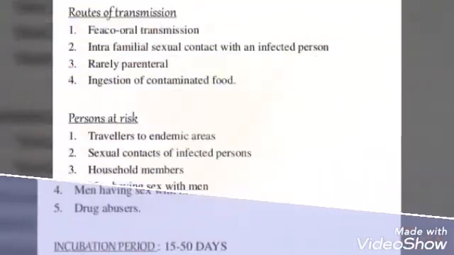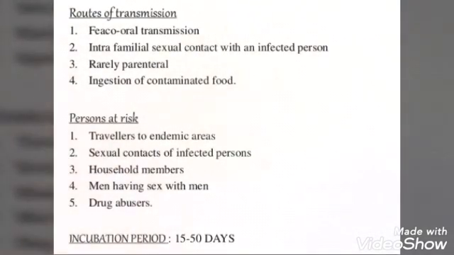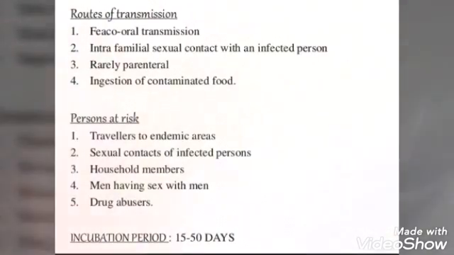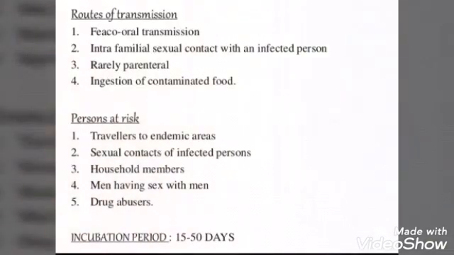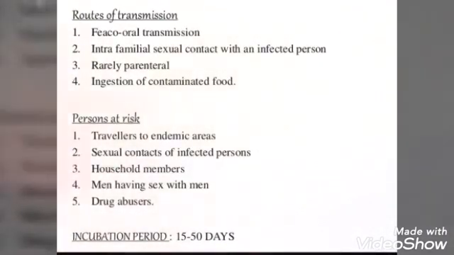Then we'll see the routes of transmission. Their routes of transmission are the fecal-oral route, intrafamilial sexual contact with an infected person, rarely parenteral, and ingestion of contaminated food. So these are the routes through which they enter the human body.